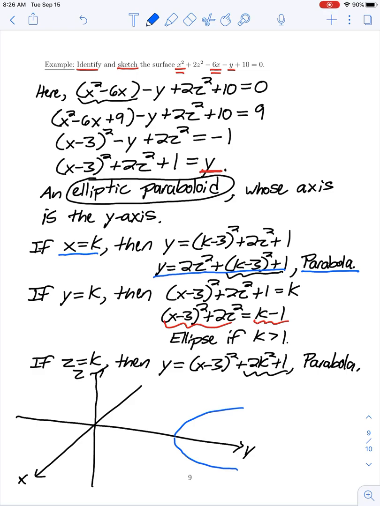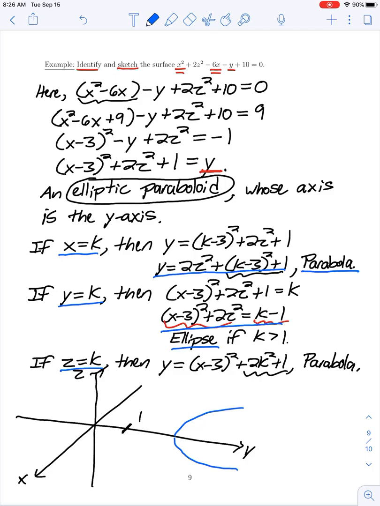Now, if we are looking at a trace in planes of the form y equals k, so parallel to the xz plane, we only get an ellipse as long as k is at least 1. So as long as we're moving at least 1 unit outward from the xz plane, we're going to get an ellipse. And the larger that I take the value of k, I'm going to get ellipses of a larger area. So let me maybe sketch these in at the end to make my figure a little easier to follow.